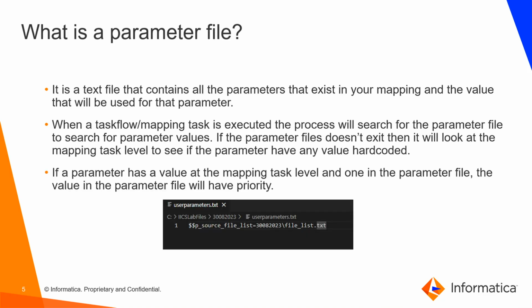So what is a parameter file? A parameter file is a text file that has the list of all the parameters that you created in your mapping and the value for each of those parameters. If you allow a parameter to be overwritten at execution time, and you specify a value for that parameter at your mapping task level, and also specify a value in your parameter file, whatever value you specify in the parameter file will have a higher priority. The process always searches first at the parameter file for a value, and if it doesn't find any value there, then it looks at the mapping task level.